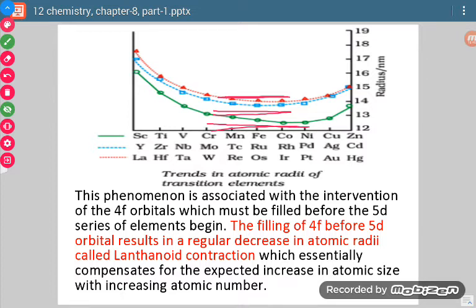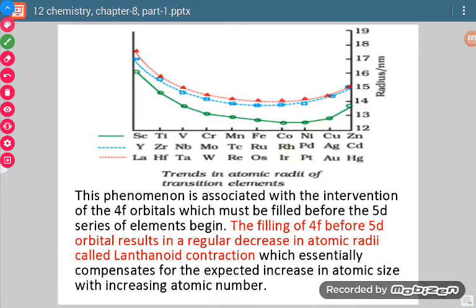But at the end of the series, if we see, these values are increasing. Why are they increasing? Because of more inter-electronic repulsive forces. Now here you can see one more phenomenon.